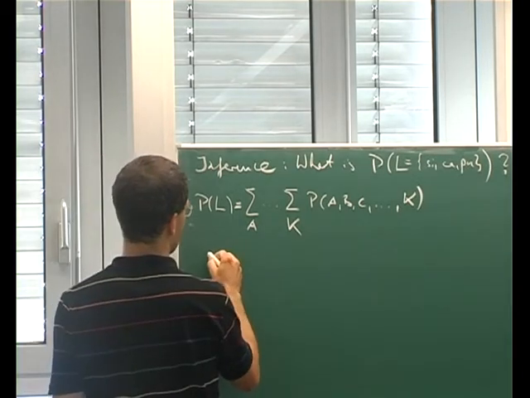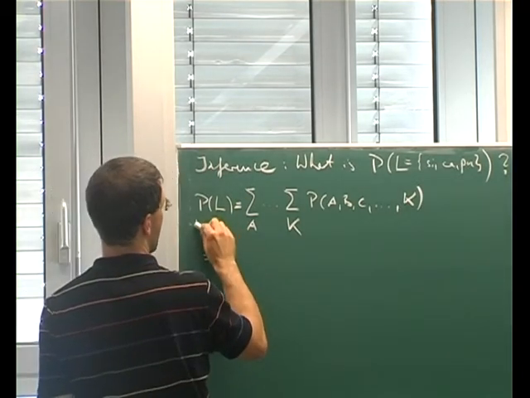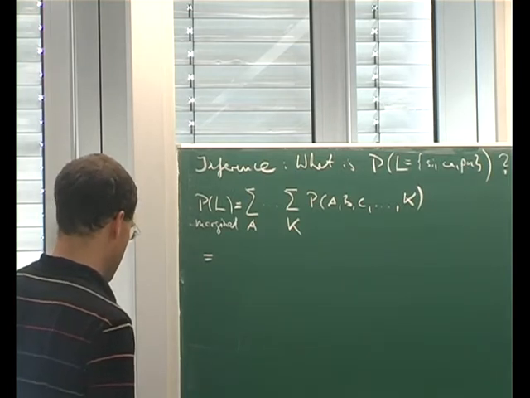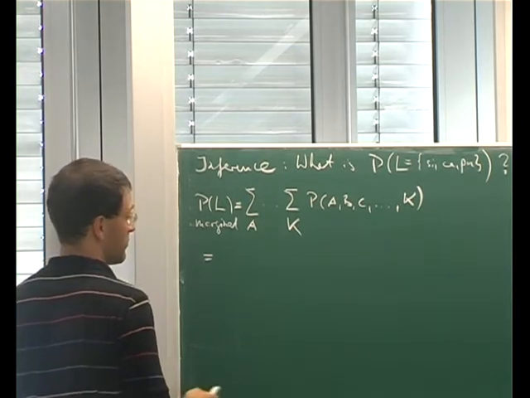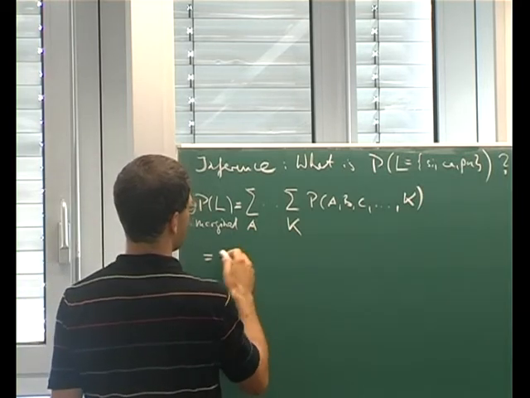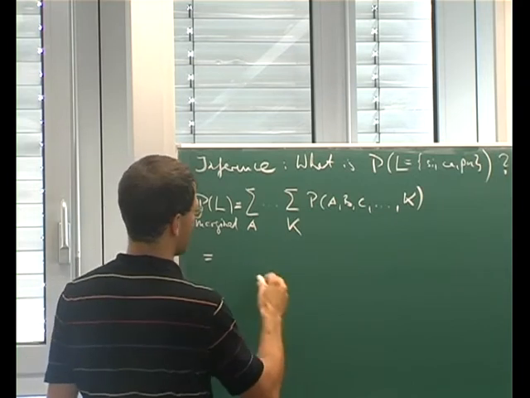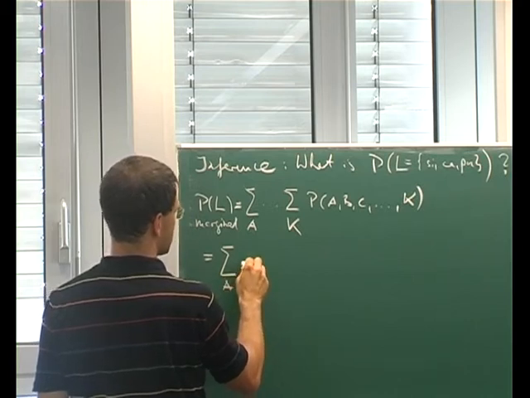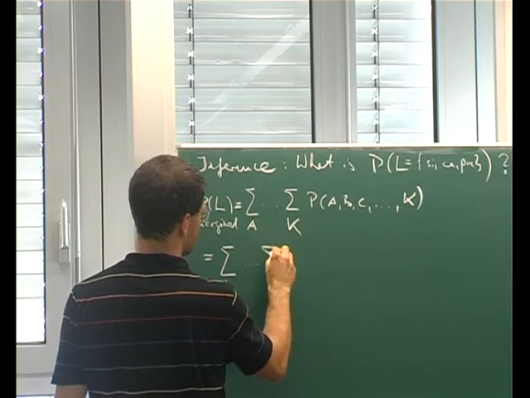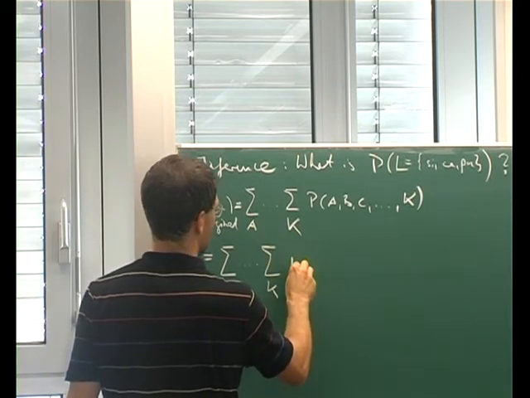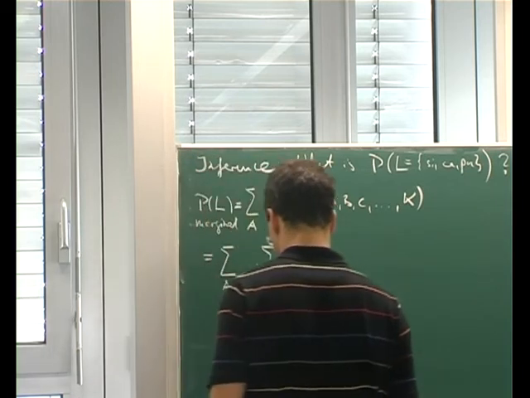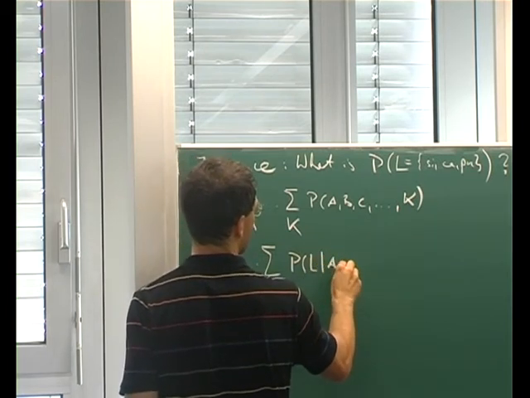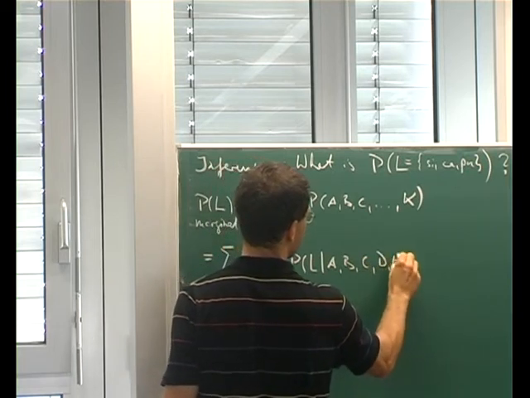And again, forgetting about graphical models, this is just the marginal. This is what we want to compute. And I can obtain this marginal if I want by rewriting this in terms of conditional probabilities. So I could have, for example, the probability of L given A, B, C, D, and K. I'm doing this explicitly.